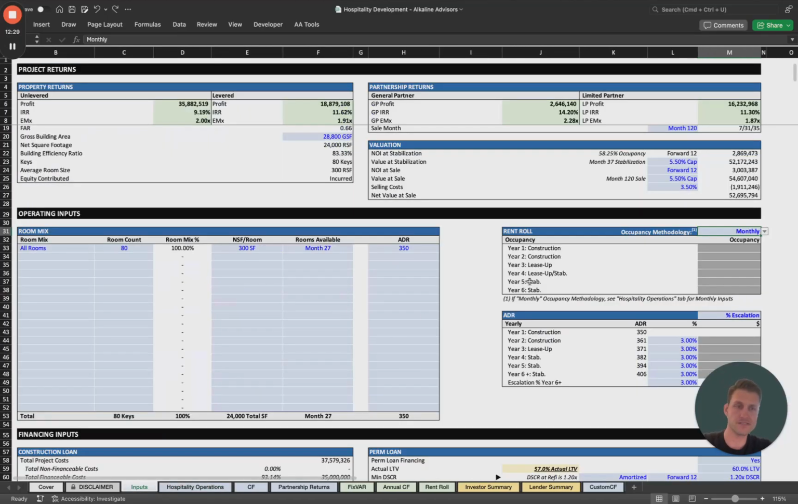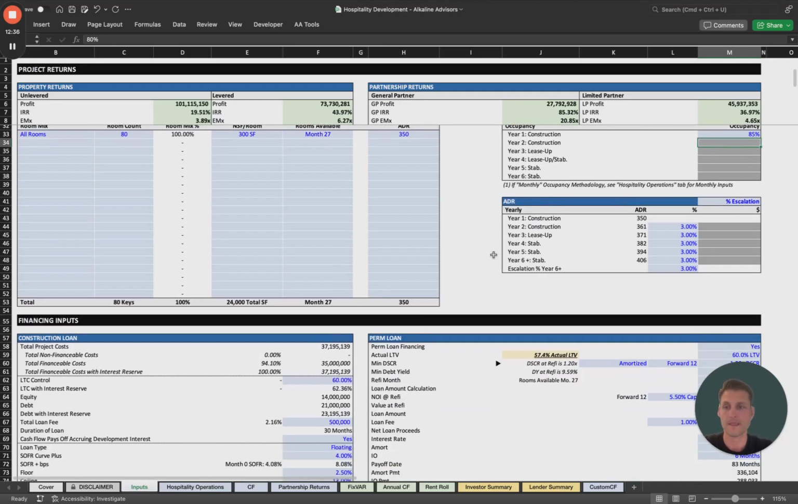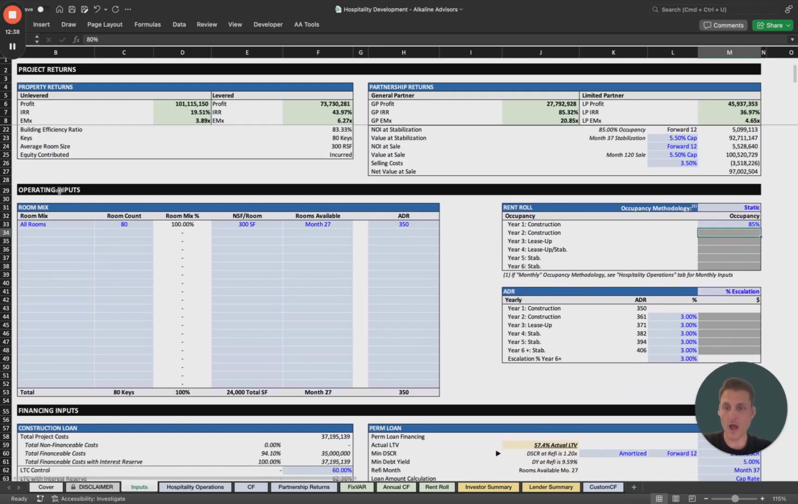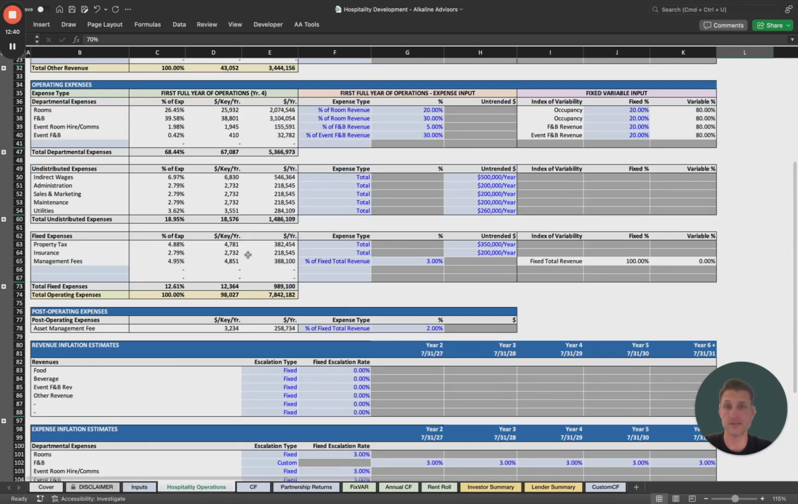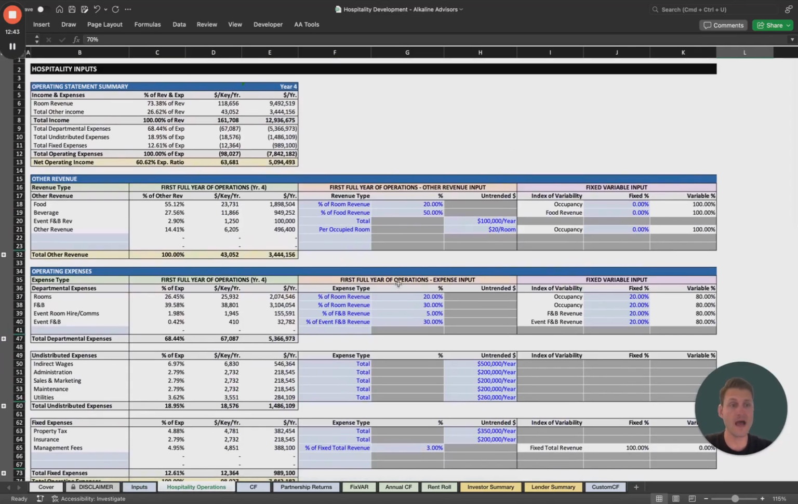So we'll go back to the inputs tab. I'll toggle this back to, let's do static. We'll make this 85%. Okay. And with that, let's actually hop over to the hospitality operations tab and review what's being calculated here.